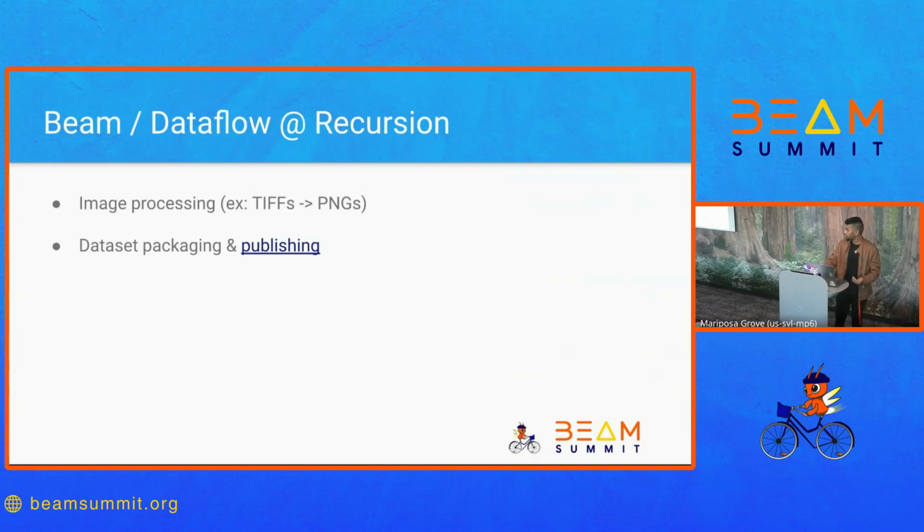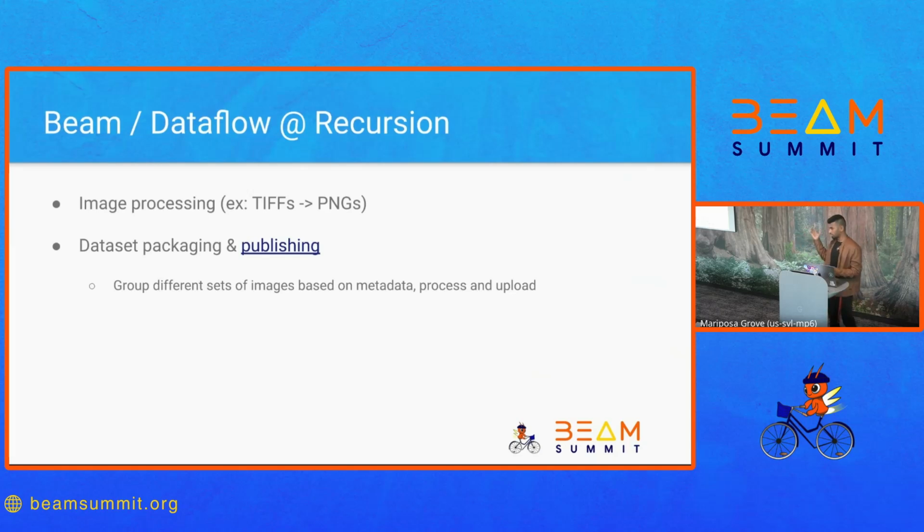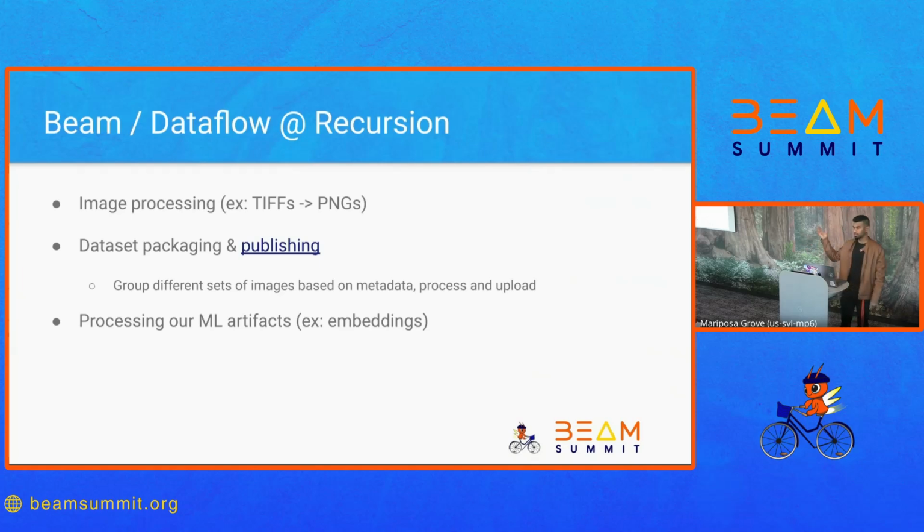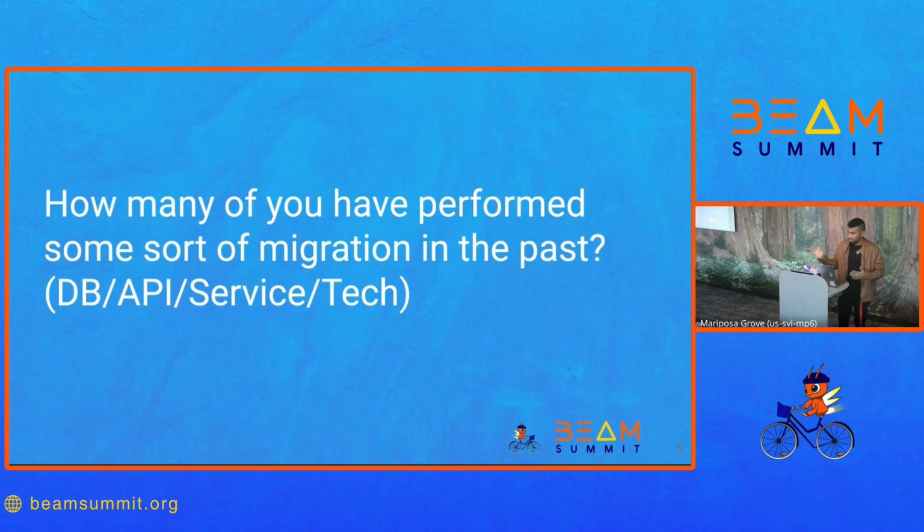I guess. And we use Beam to package these things, basically group these different sets of images and bundle them, apply transformations, and then upload to some sort of GCS or S3 so that people could download from there. Another use case for Beam is processing our ML artifacts. We have a lot of machine learning models, and as a side effect, in some of these pipeline processes, we generate embeddings. And naturally, we would do some sort of aggregation or statistical transformations for these embeddings, right? Those are some of the use cases.